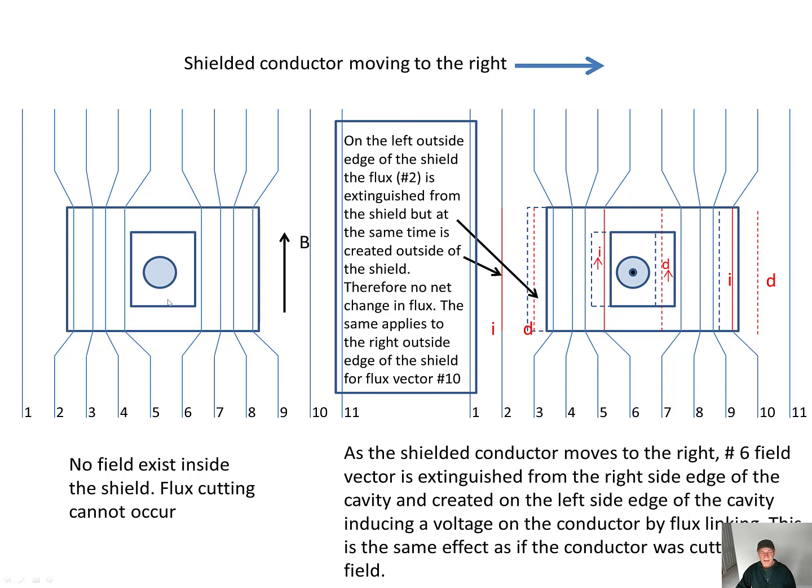However, inside the shield there's no flux, and because there's no flux, as the shield conductor moves to the right, the number 6 field vector is extinguished from the right side edge of the cavity and induces voltage by flux linking. This is the same effect as if the conductor was cutting the field. So number 6 is on the right hand side. It decreased, got extinguished, and it was created on the left hand side. So that induced a voltage on the conductor.